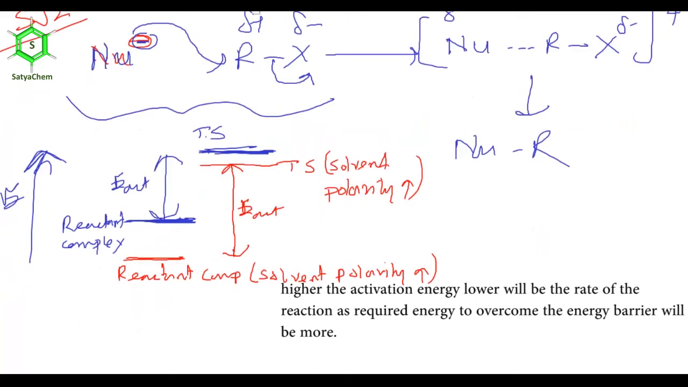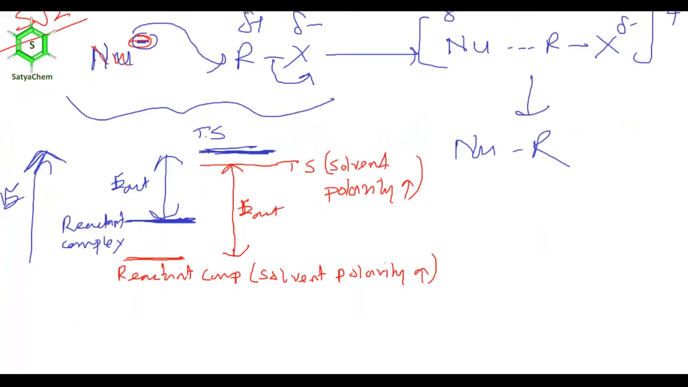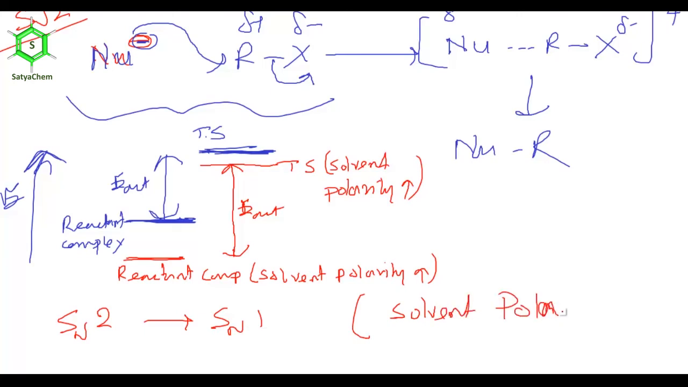So solvent polarity doesn't prefer the SN2 pathway, rather it prefers the SN1 pathway. So there may be a changeover of mechanistic pathway from SN2 to SN1 if you increase the solvent polarity. Is that clear? I think now it is clear.